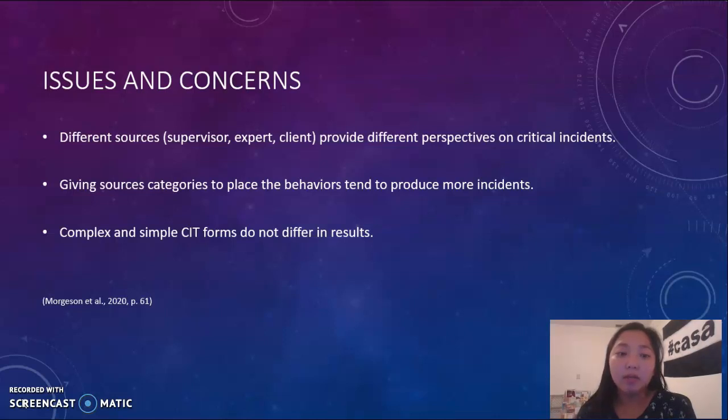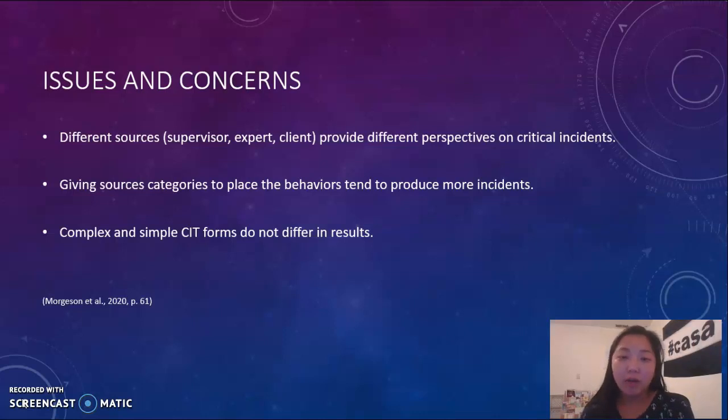So these can be used during performance evaluations to get a well-rounded view of the employee. The second is that giving the sources categories to place behaviors under tends to produce more incidents. And this means that if you were to give the supervisor completing the critical incident different dimensions to place the behaviors under, it's more likely that they will give more information.